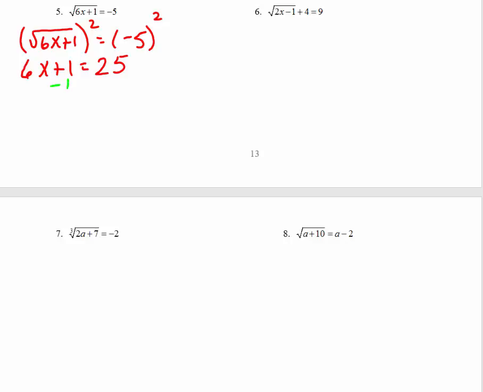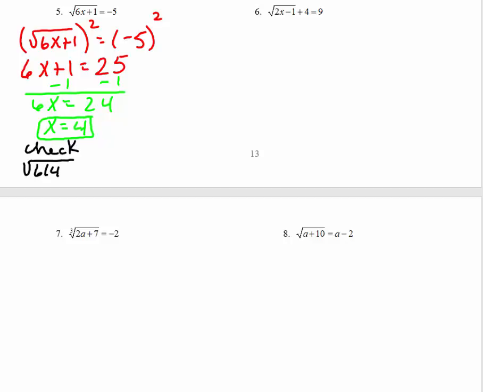So I'll need to solve this linear equation, so I'll subtract 1 on both sides, so 6x equals 24, divide by 6 on both sides, so x is going to equal 4. However, when we check it, plugging it back into the original, I get the square root of 6 times 4 plus 1 is supposed to equal negative 5. And that doesn't work out because 6 times 4 is 24, 24 plus 1 is 25, and the square root of 25 is not negative 5. So x equaling 4 is considered extraneous. And again, my final answer would be there's no real solution.